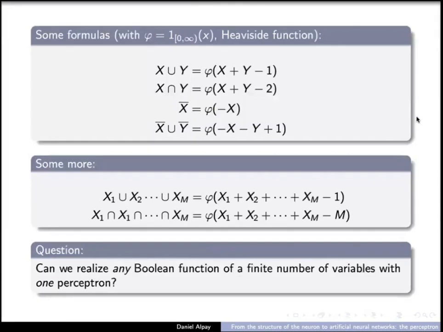I'm not in logic, so maybe I didn't take the official notation. For me, X and Y are two Boolean variables, and X union Y is the union. It would be phi of X plus Y minus 1. Why? Because you want at least one of X or Y to be 1, then this would be at least 0, and so it would be 1. But if the two are 0, it is minus 1, which gives 0. The intersection is the same, and if you have any number of Boolean functions, it will be the same for the union and the intersection.